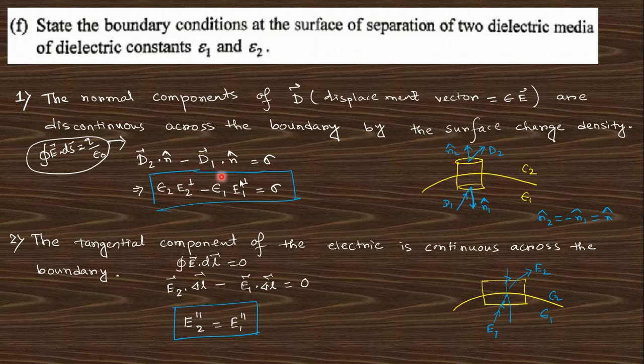So I write down this formula: the normal component of the displacement vector is discontinuous across the boundary by the surface charge density, and the tangential component of the electric field is continuous across the boundary. So these two are the boundary conditions.